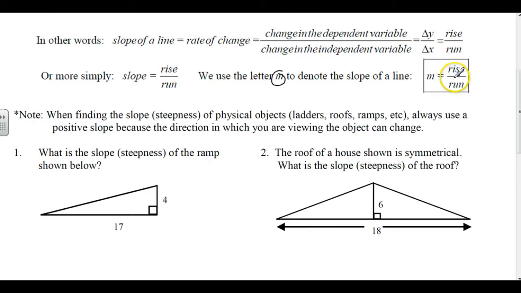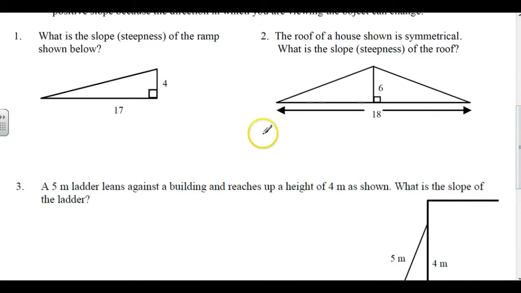Note, when finding the slope or steepness of physical objects, ladders, roofs, ramps, etc., we always use a positive slope because the direction in which you are viewing the object can change. So what is the slope or steepness of the ramp shown below? Slope is rise over run. Remember the secret to math. You got a formula, use it.